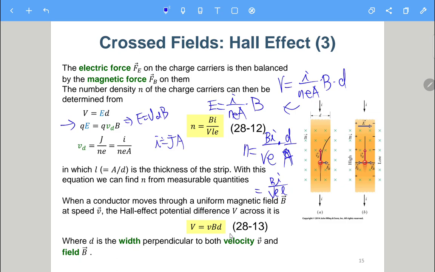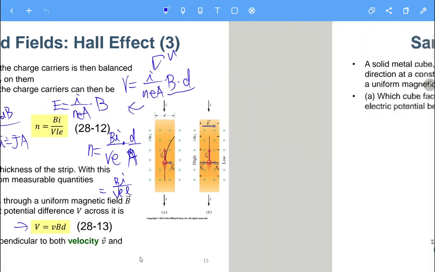How can we get it? So this one is the V, so we don't plug in here. So we have V equals E times D, and then E equals v_d times B. So v_d times B times D, which is actually this one. So D is the width perpendicular to both velocity and field B. Okay, so this is the Hall effect.